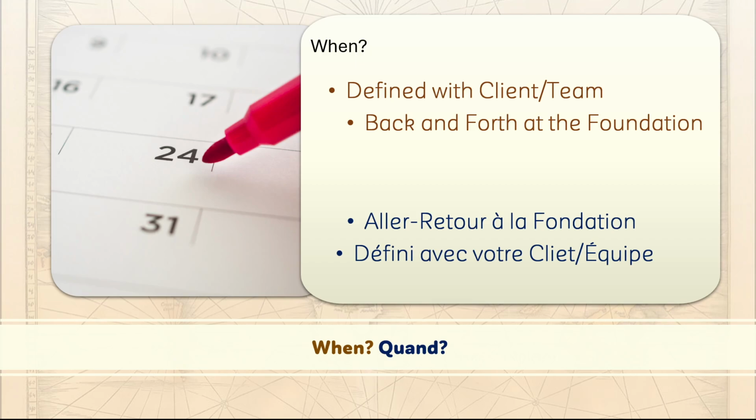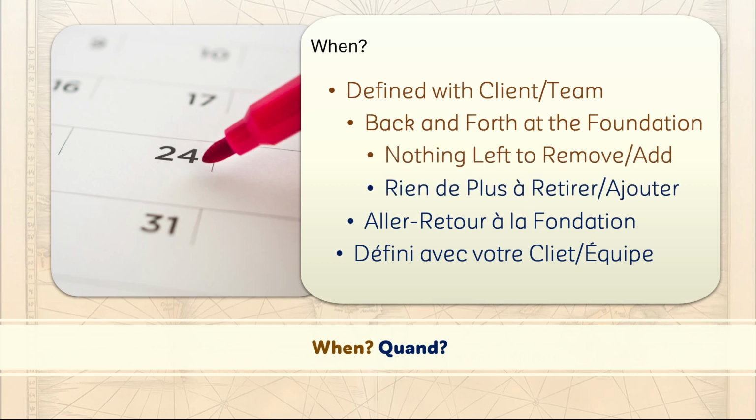So it will always be a back and forth with the leads, teams, which is great when you are on open floors. And yeah, I experienced it and it was fine. So when do you stop doing back and forth? I would say it's when there's nothing left to remove or to add.